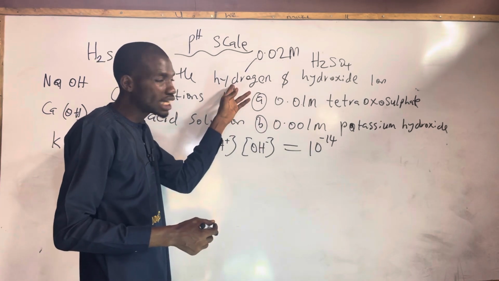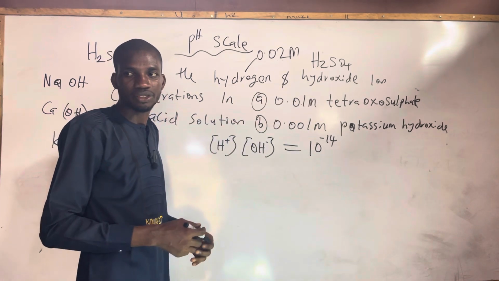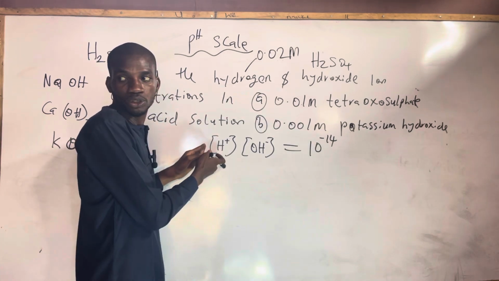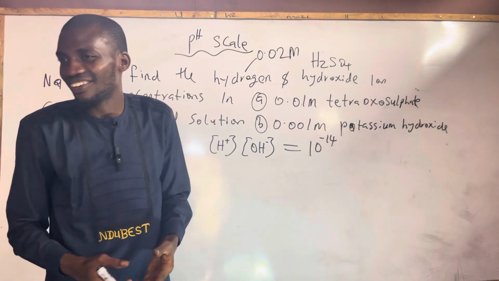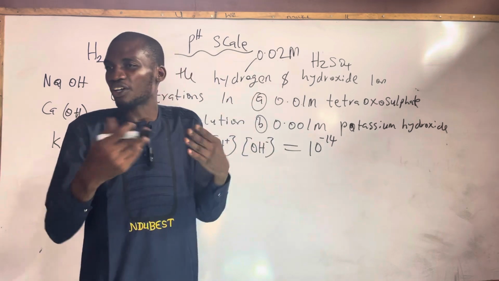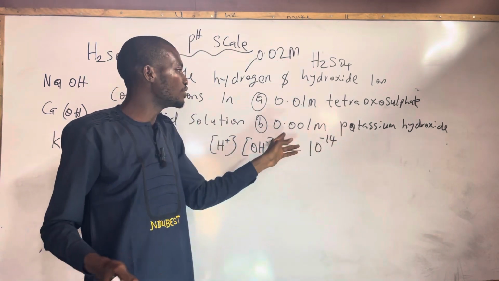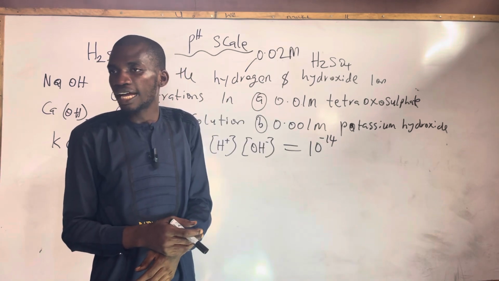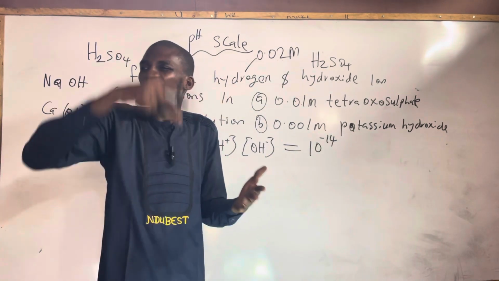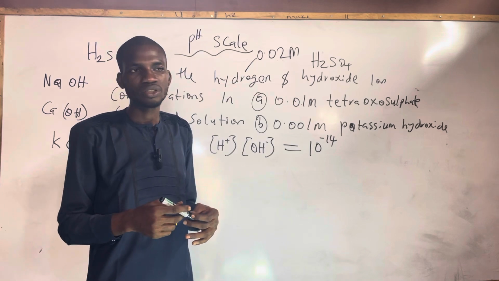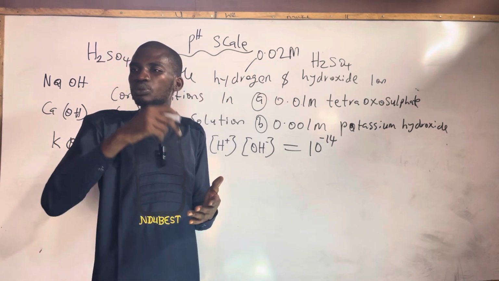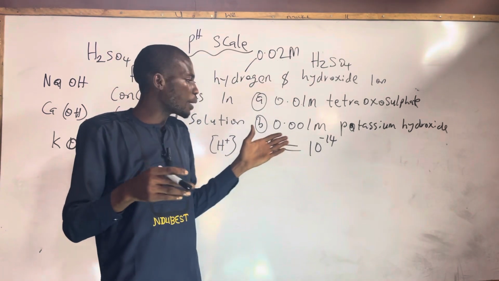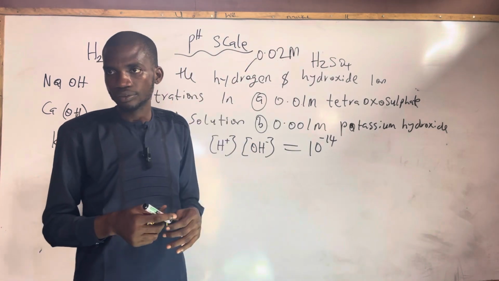Because they ask you to get the hydrogen ion and the hydroxide ion. Once you substitute by 2, you get the hydrogen ion. Now they ask for the hydroxide ion, and they are giving you the concentration of hydroxide ion. What will you do? Check the number of hydroxide ions inside the compound. That is what will tell you whether to multiply by 2 or 1.